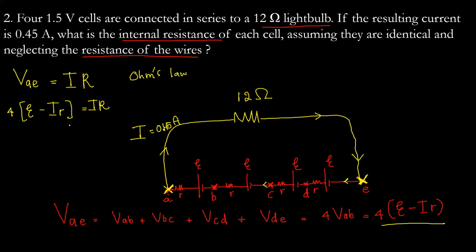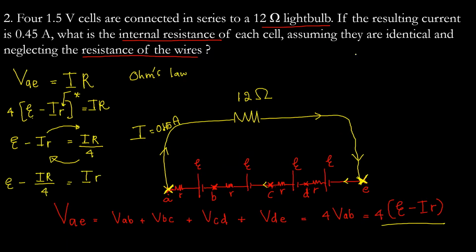So now we have to solve this equation. To solve that, first I'm going to get rid of this 4. How to do that? I'm going to divide both sides of the equation by 4. So it gives me EMF minus Ir equals I capital R divided by 4. As the next step, I'm going to take this to this side of the equation and this to this side. So EMF minus I capital R over 4 is equal to I simple r.